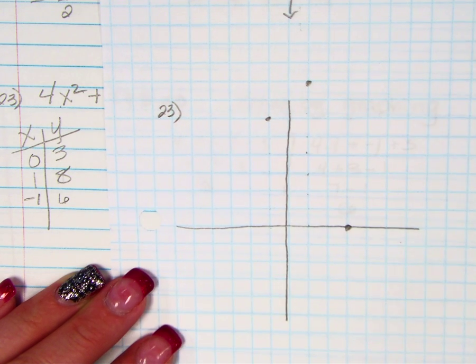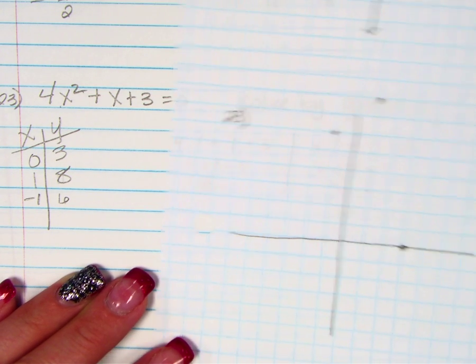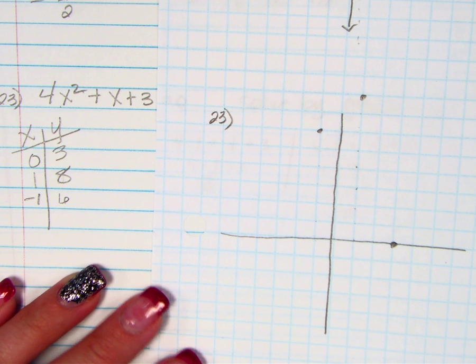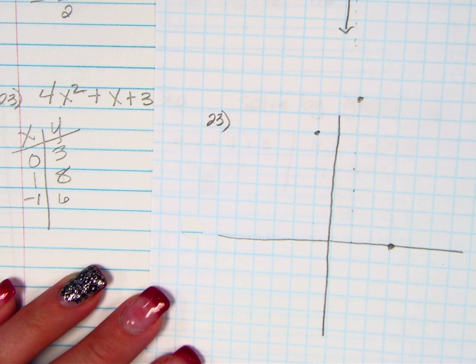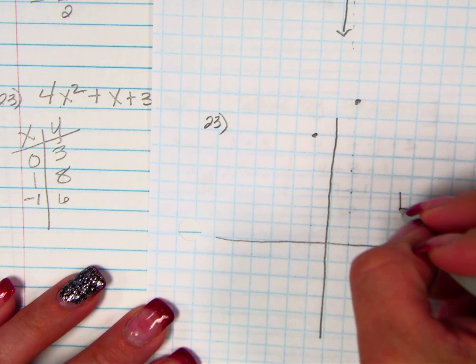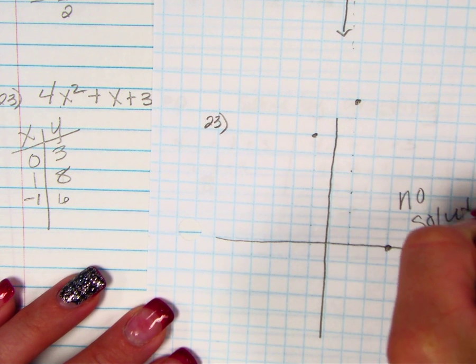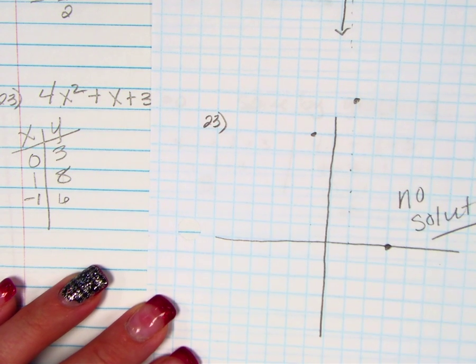How do you figure out it's no solution? Because when we graphed it, you're not getting a parabola. And if you do the math right, if you check it by the quadratic formula, it'll come out as no solution. Okay. So this one's no solution. There you go. That's why.